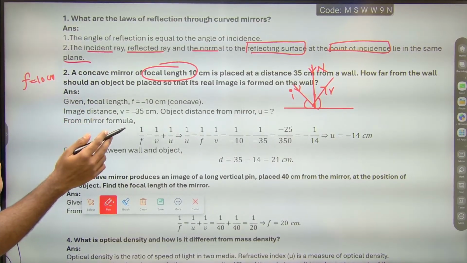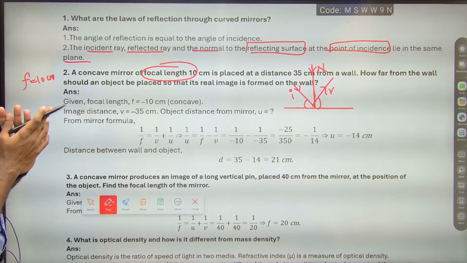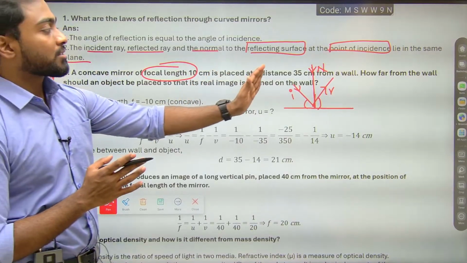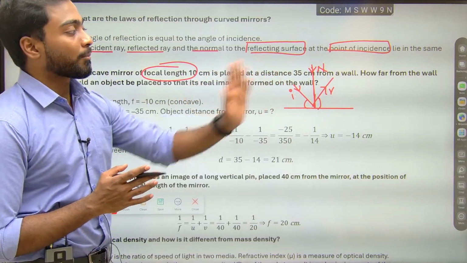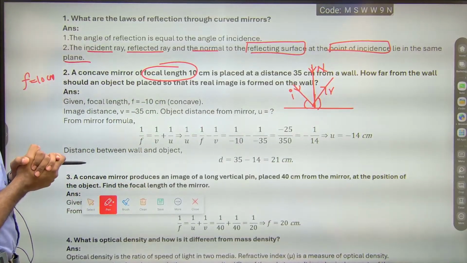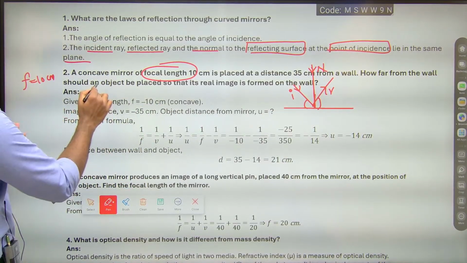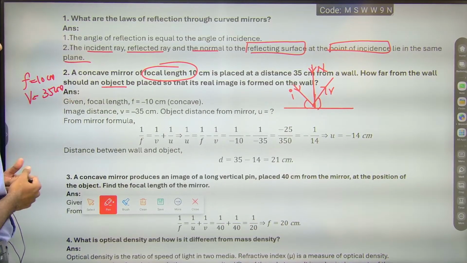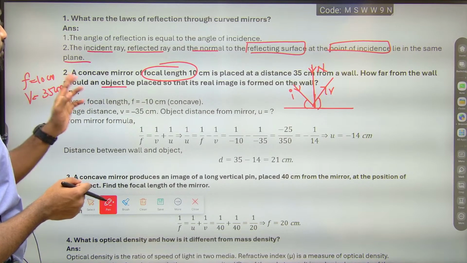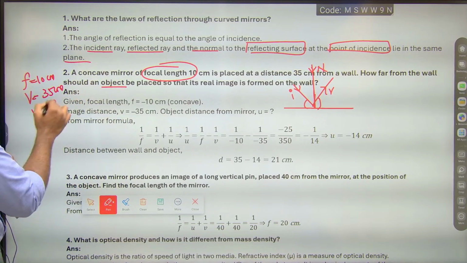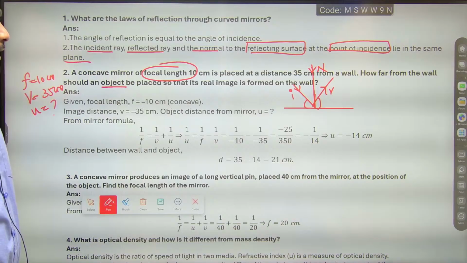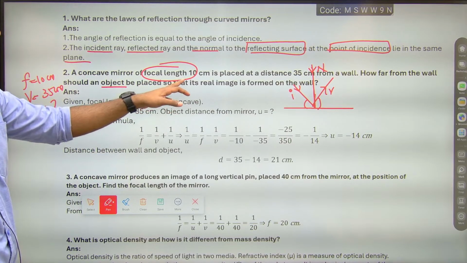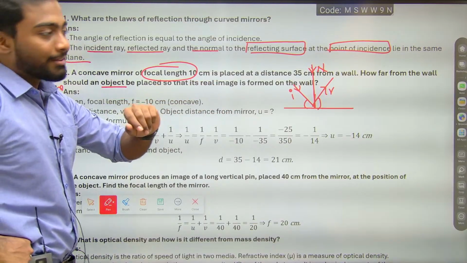From the wall, is it the image distance or object distance? It is the image distance, 35 centimeter. So the object distance, which is u, I need to find. How far from the wall should an object be placed so that its real image is formed on the wall?